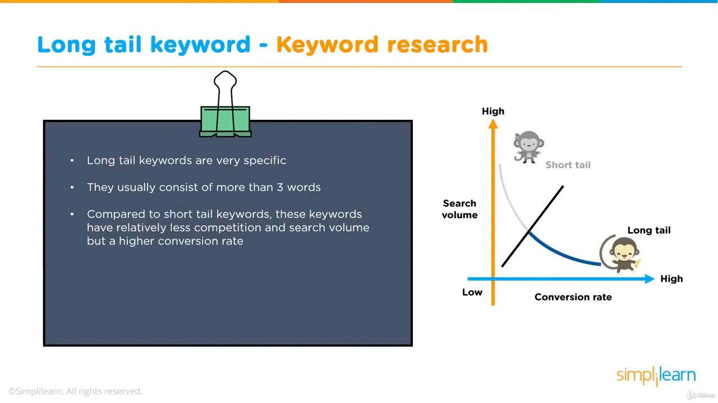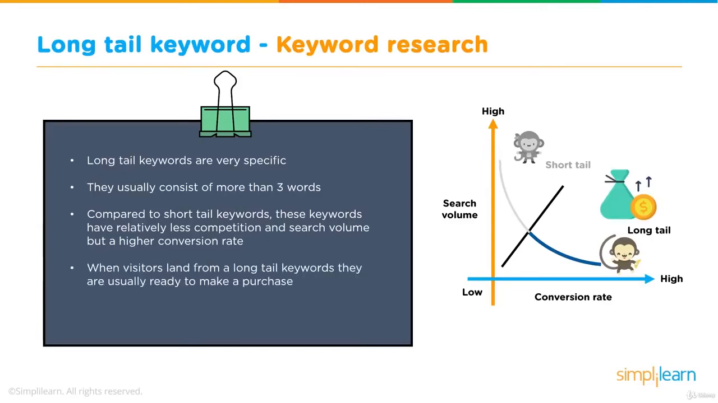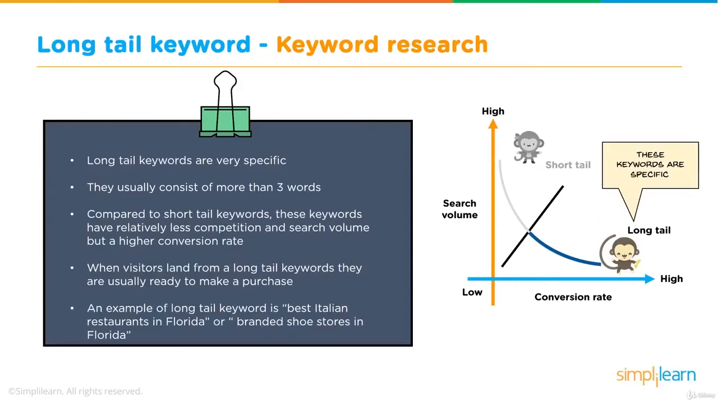So there's a trade-off between longer tail and shorter tail. But when visitors land from longer tail keywords, they're usually ready to make a purchase. They're usually more specific intent. There's more intent involved with a longer tail keyword. So best restaurants in Florida, branded shoes in Florida, something very specific is going to generate probably a higher conversion rate than something more generic.